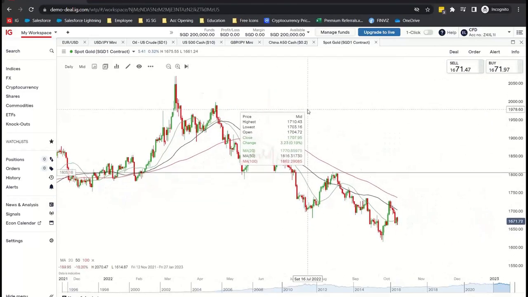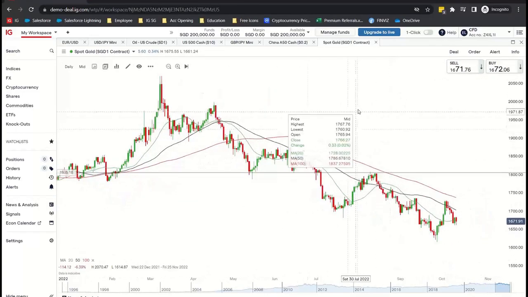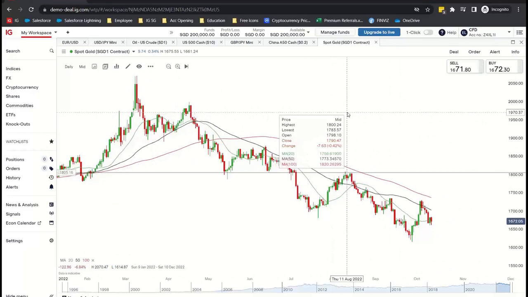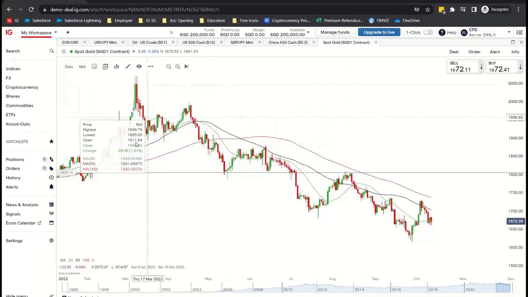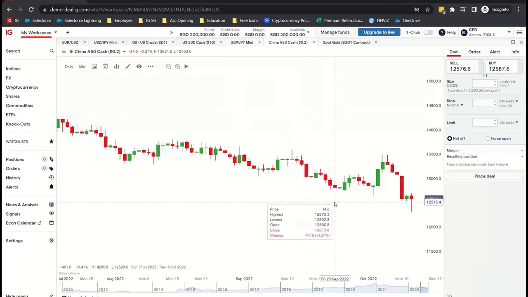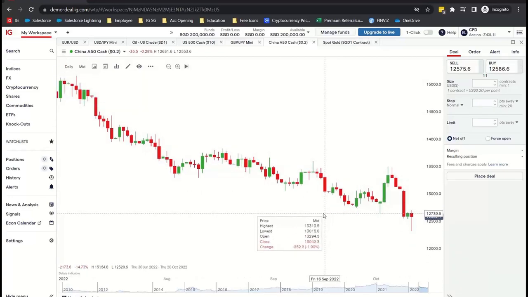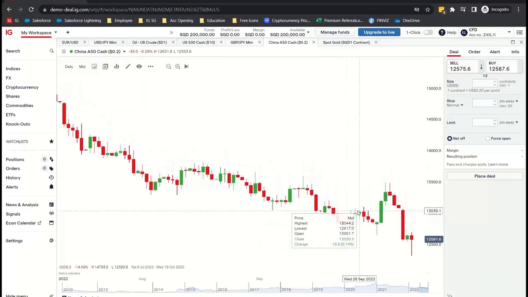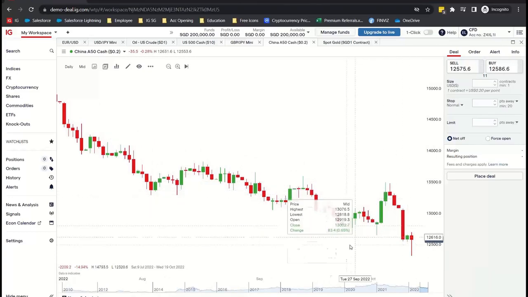Okay, one of the questions was the chart there: chances of breaking out at 50%. I think I covered this one already. So this is a chart which I've actually used to draw that. And let's take a look at A50 here. Okay, now this is A50.